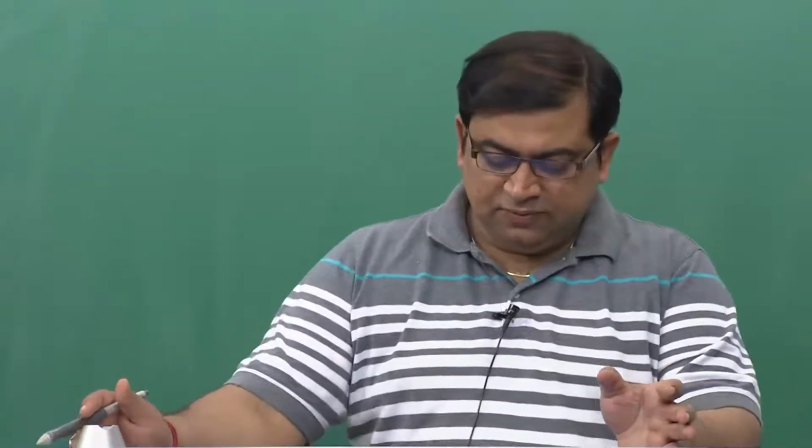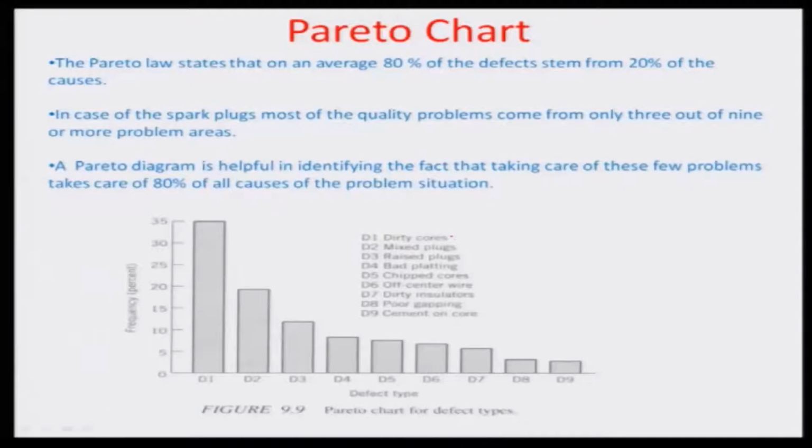Let us say for example if these 9 defects, for example what you recorded in the check sheets earlier, like dirty cores, mixed plugs, raised plugs, bad plating, chipped cores, off centered wires, dirty insulators, poor gapping and cement on core, these all 9 defects are recorded now in terms of the frequency across one particular week, 5 days of a week, and you can see that they are about close to 35% of D1 and about 20% of D2, and then about close to 11 or 12% of D3, so on and so forth.